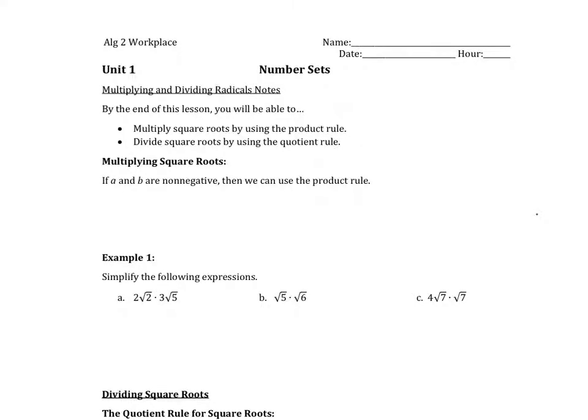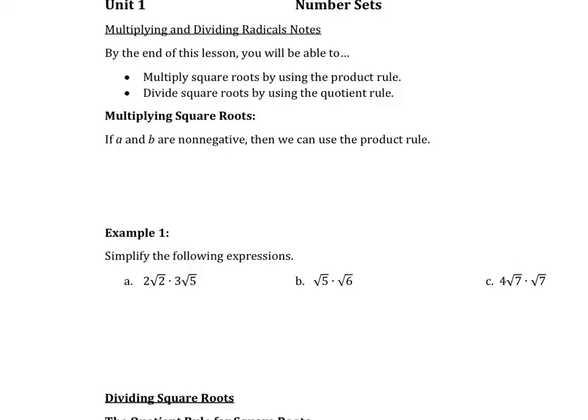All right, so yesterday we talked about simplifying radicals using the product rule. Today, we're just going to be adding on to that a little bit, moving on to multiplying and dividing radicals, but it's going to end up being very similar to what we did yesterday. So first with multiplying, it says if a and b are non-negative numbers, then we can use the product rule, which is what we used yesterday to simplify.